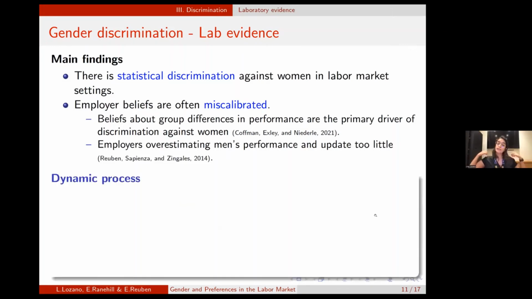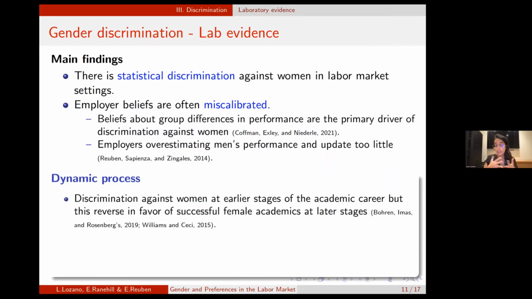Also, something very interesting about this literature in experimental economics and discrimination is that it seems to be a dynamic process, and this is very much linked to this beliefs channel, in the sense that discrimination against women at an early stage is present, but it actually seems to reverse in favor of successful female academics at a later stage. So if employers hold biased beliefs about the performance of women, in a dynamic process where they observe the performance of women over time, this should be eliminated, and this seems to be the case, at least for this setting of academics.